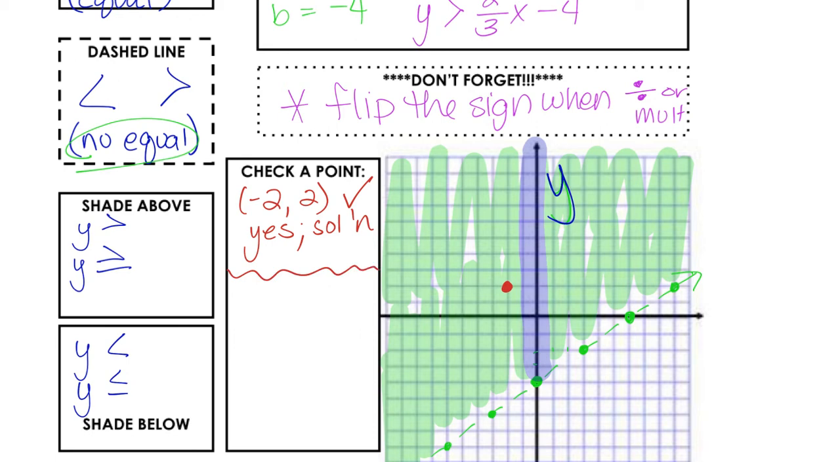Let's say I pick another one. Let's say I do 3, -2. So I go over 3, down 2. My point is here. It is actually on the line. Anytime you have a point on a dashed line, this would be a no. Well, let's see. I'm going to change that. Let's say not a solution.